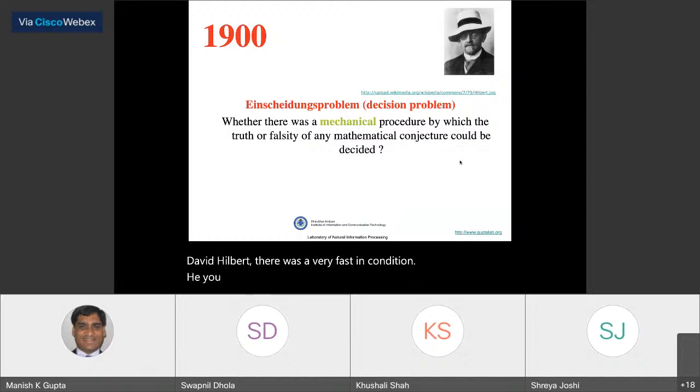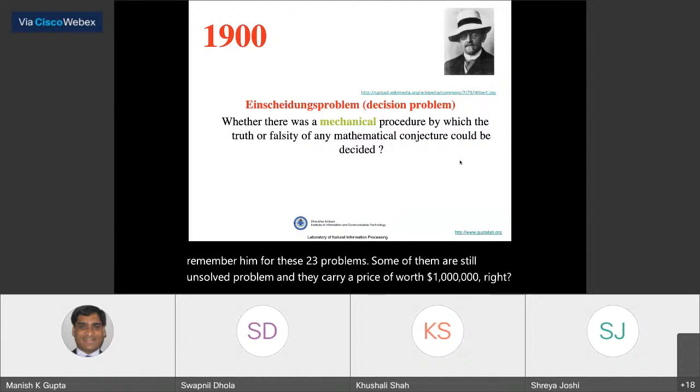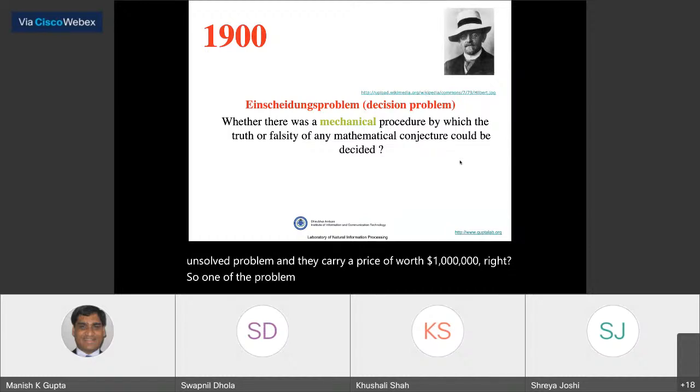He presented 23 problems, and he said that mankind will remember him for these 23 problems. Some of them are still unsolved problems, and they carry a prize worth $1 million, right? One of the problems was the decision problem, as you call it in English: whether there was a mechanical procedure by which the truth or falsity of any mathematical conjecture could be decided.